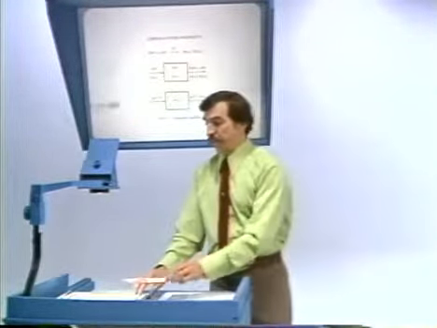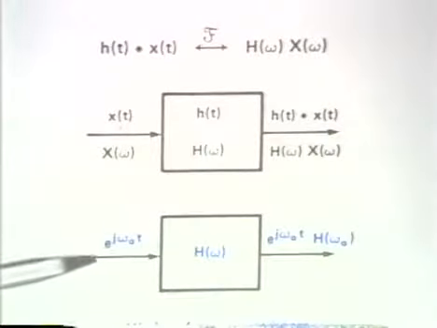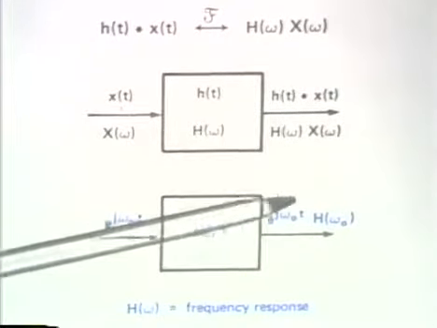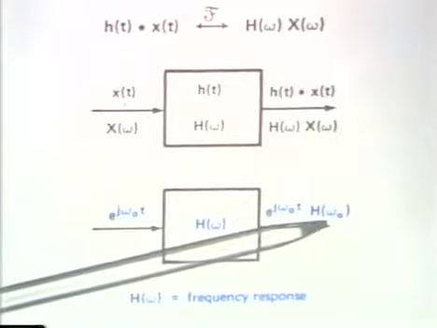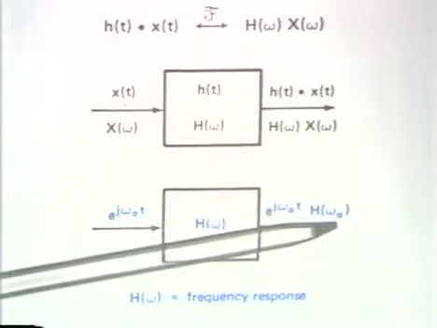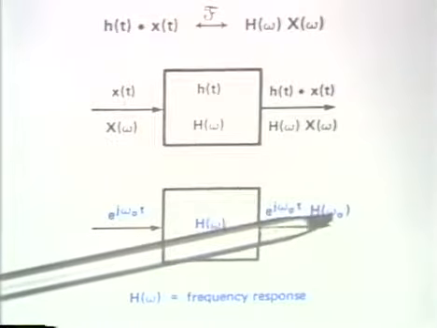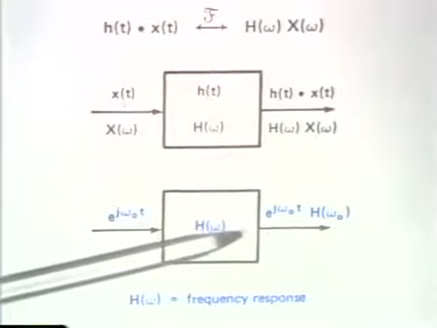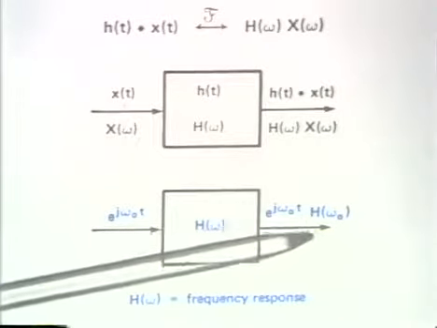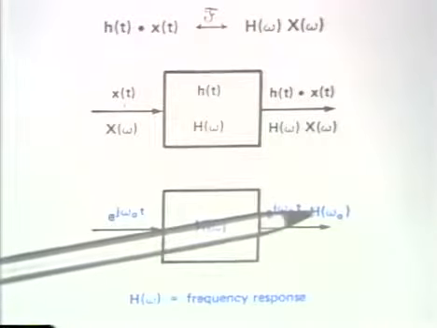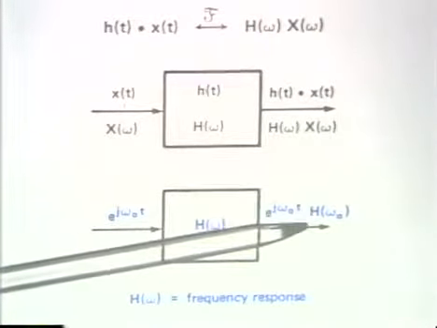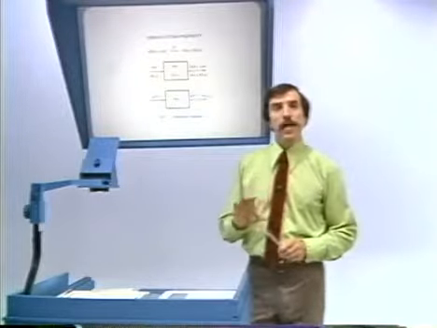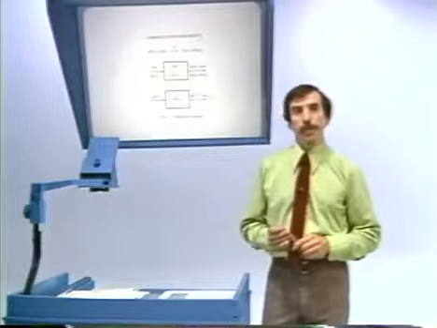In other words, if we have a linear time invariant system and I have an input which is a complex exponential, the output is a complex exponential of the same frequency multiplied by what we call the frequency response. And in fact, the expression for the frequency response is identical to the expression for the Fourier transform of the impulse response. In other words, the frequency response is the Fourier transform of the impulse response. Now, in that context, how can we interpret the convolution property?